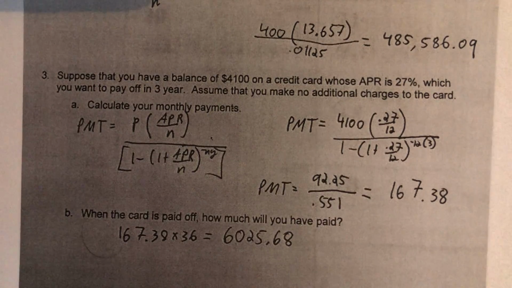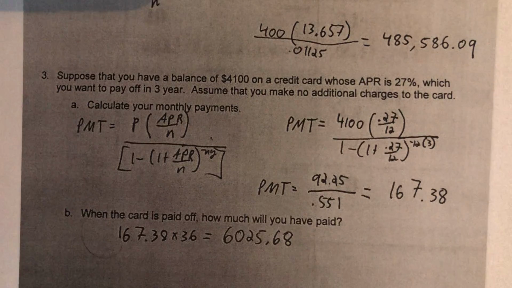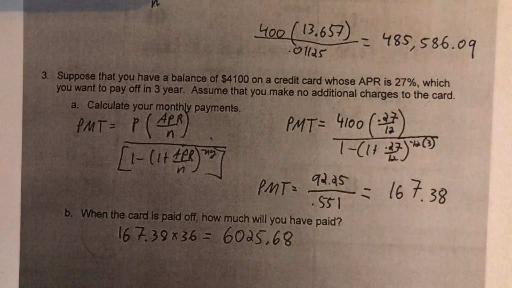Once again, you can plug everything in at your own risk. I would do them separate. And 92.25 divided by 0.551 means you would make monthly payments of $167.38.